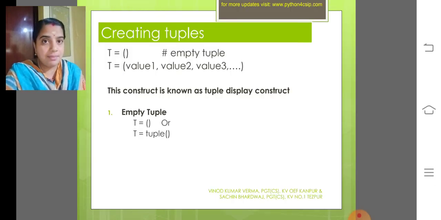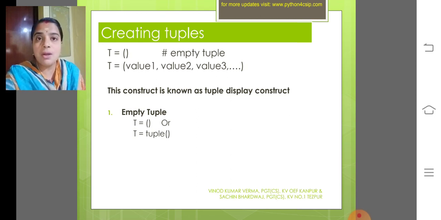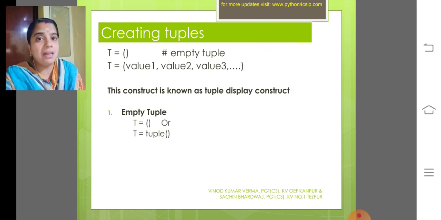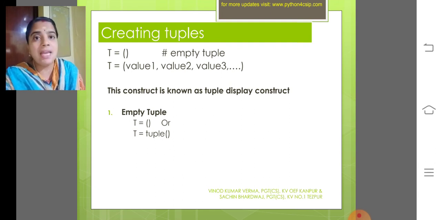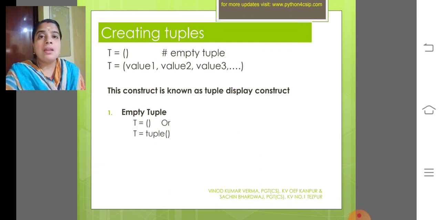How to create a tuple? T is equal to empty brackets. That means we are trying to create an empty tuple. The next one, T is equal to value 1, value 2, value 3. We can also create a tuple by the use of the tuple function, tuple. Like any other functions, str for string, list for list, a tuple can also be created using the tuple function.